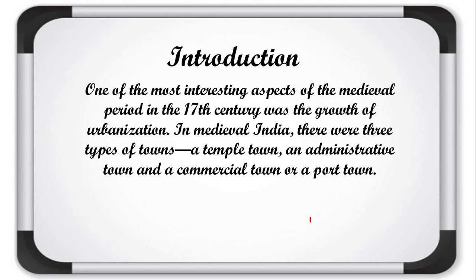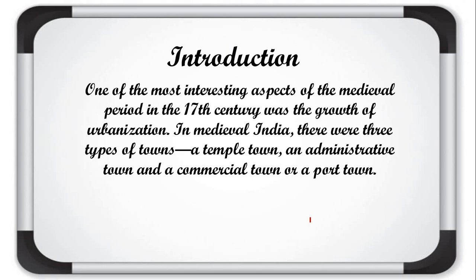There were mainly 3 types of towns on the basis of the main activities held in a particular city or town. These were temple towns, administrative towns and commercial towns or port towns. Temple towns were the main centers of religious activities, with a large number of temples. Administrative towns were those from where the rulers ruled. Commercial towns were related to trading, the main centers of trade. And some towns performed all these activities combined: in a single town there were temples, it was the main center of administration, and trading activities were also performed.